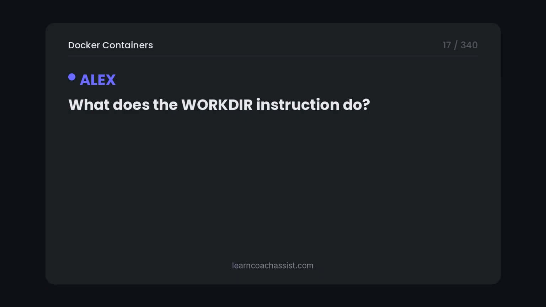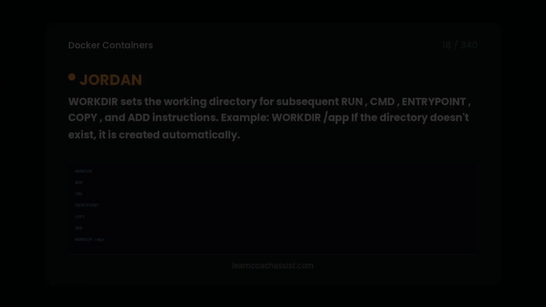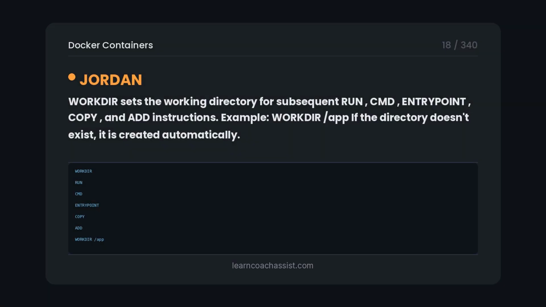What does the WORKDIR instruction do? WORKDIR sets the working directory for subsequent RUN, CMD, ENTRYPOINT, COPY, and ADD instructions. Example: WORKDIR /app. If the directory doesn't exist, it is created automatically.